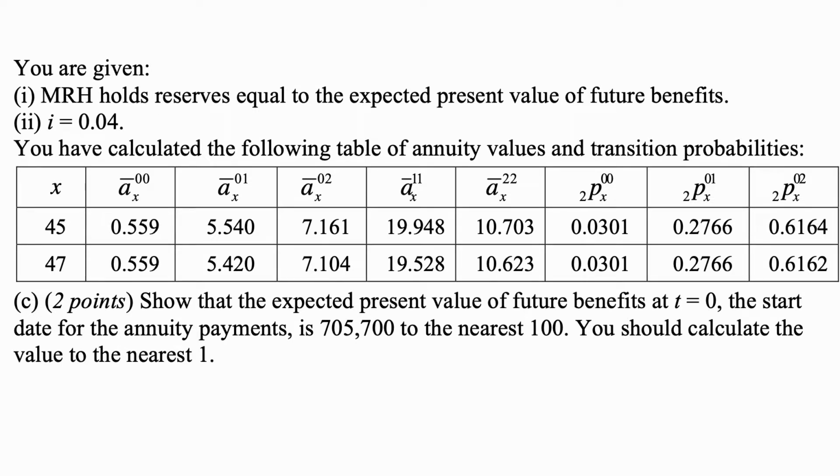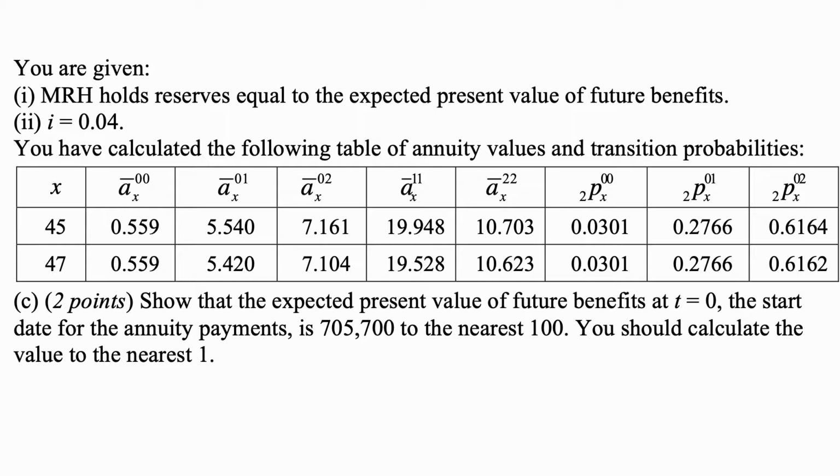You are given that MRH holds reserves equal to the expected present value of future benefits. The interest rate is 4%. You have calculated the following table of annuity values and transition probabilities for ages 45 and 47, and you are given continuous annuity starting at age X, starting in state 0 but paid only while in state 0, then starting in state 0 and paid only while in state 1, starting in state 0 and paid only while in state 2, starting in state 1 and paid only while in state 1, starting in state 2 and paid only while in state 2, and the probability of transitioning from state 0 to state 0 over 2 years for age X, the same 2-year transition but from state 0 to state 1 and from state 0 to state 2.